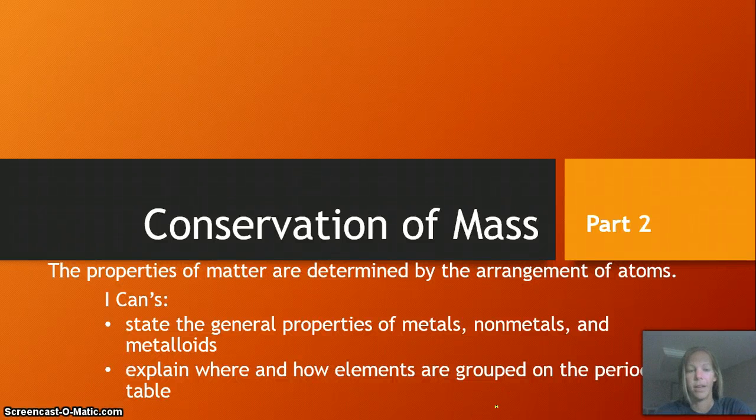All right, good evening. Tonight we are going to start part two of the Conservation of Mass Notes, and this one is going to focus on the I CAN statements of stating the general properties of metals, nonmetals, and metalloids, as well as explaining where and how elements are grouped on the periodic table.